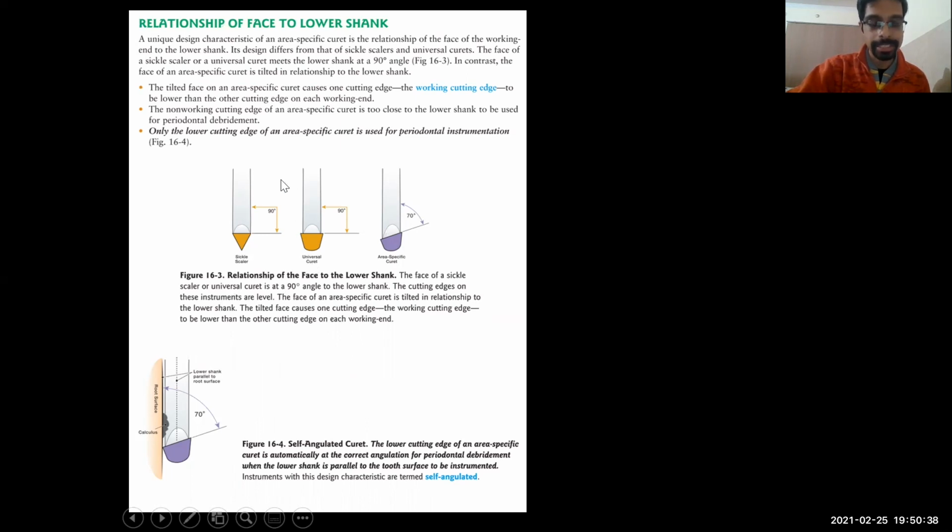So it's quite difficult. And in the area specific curette, the face is already at an angle. So when you apply the curette to the tooth surface, this is the tooth surface, and this is a 70-degree application, the area specific curette will automatically adapt or engage to the tooth surface, and it is easier to use an area specific curette to scale a surface.